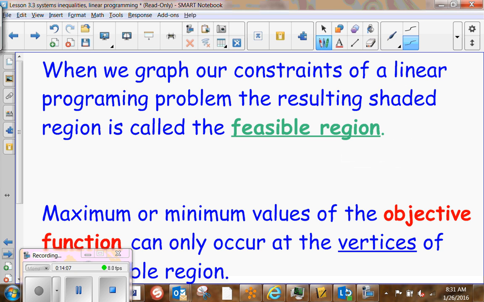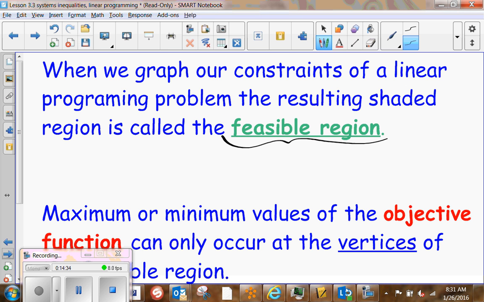All right, so what we're going to do, we're going to use a graph. We're going to graph our constraints, and we're going to shade where all those intersect. And that shaded region is going to be called the feasible region. You know how I keep telling you that there's an infinite number of solutions inside that shaded area? So he has a lot of options.